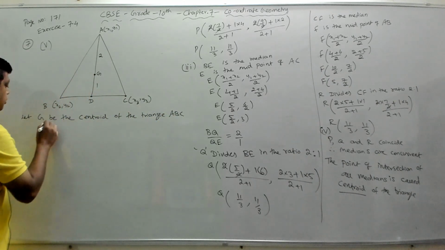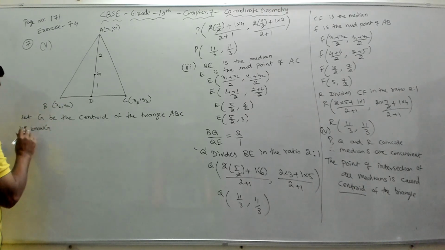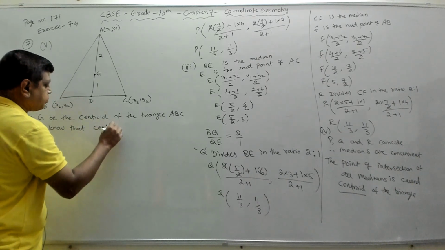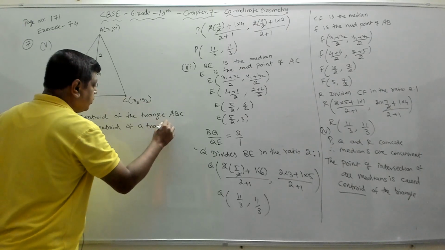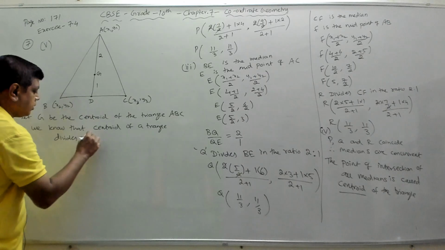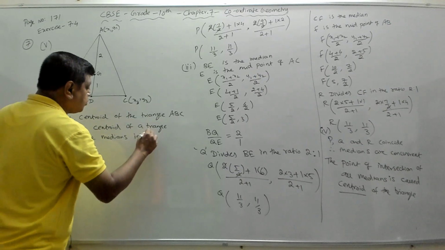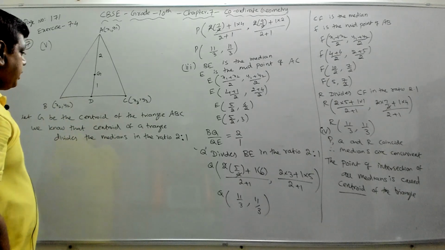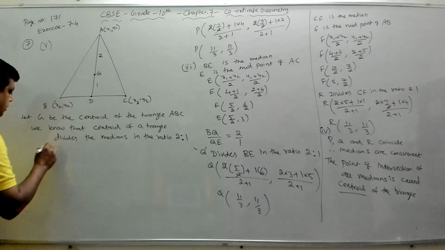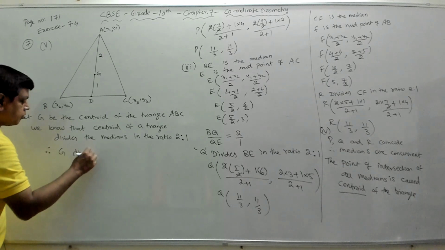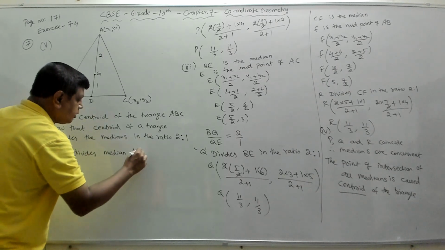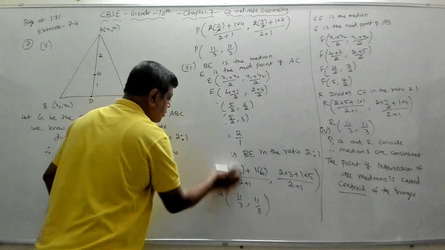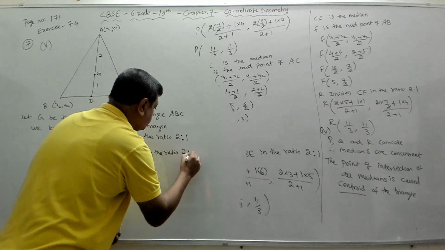Triangle ABC. And we know that the centroid of a triangle divides the medians, any median, in the ratio 2:1, which means G divides median AD in the ratio 2:1. Now we should find the coordinates of G.